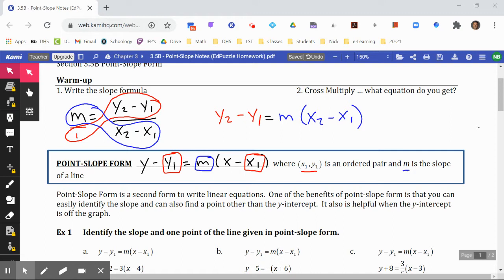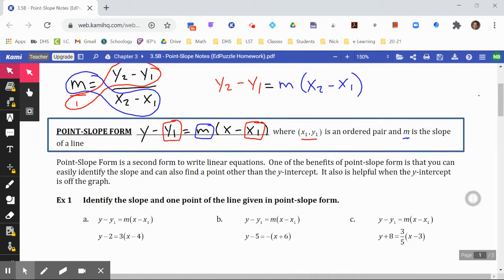There are some benefits from this form, where you can easily identify the slope as well as a point in this form. It's right there for you to see. And also, sometimes if our y-intercept is off our graph, we won't be able to graph it. But if we have a point on the graph and it's in point slope form, then we could easily go ahead and graph our equation. All right, so that's where it came from and the key information of point slope form.